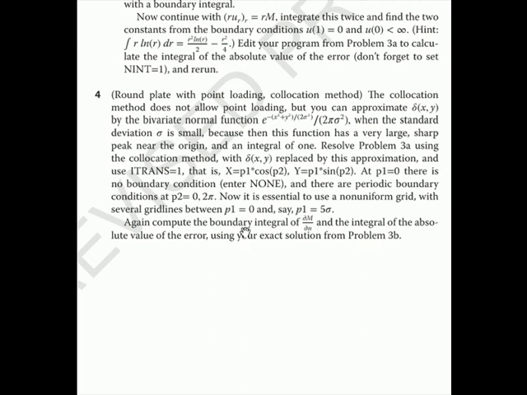And you should get nearly the same solution as problem 3a. And it should be close to the solution that I just gave you for problem 3b.